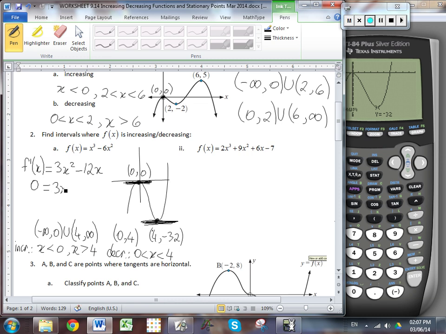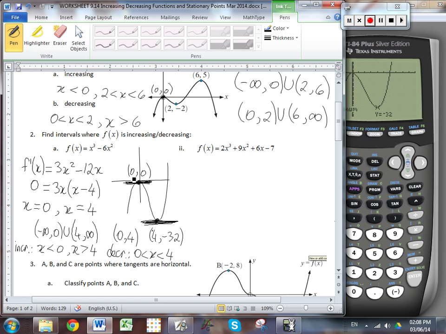I'll factor out my 3x, and I'm left with x minus 4. So either 3x equals 0, or x minus 4 equals 0. If 3x was equal to 0, that would mean that x is equal to 0. If x minus 4 were equal to 0, that would mean that x is equal to positive 4. And so no huge surprise, we found out that our stationary points occur when x is equal to 0 and when x is equal to 4, just like we found out using the calculator. So that duplicates our results.